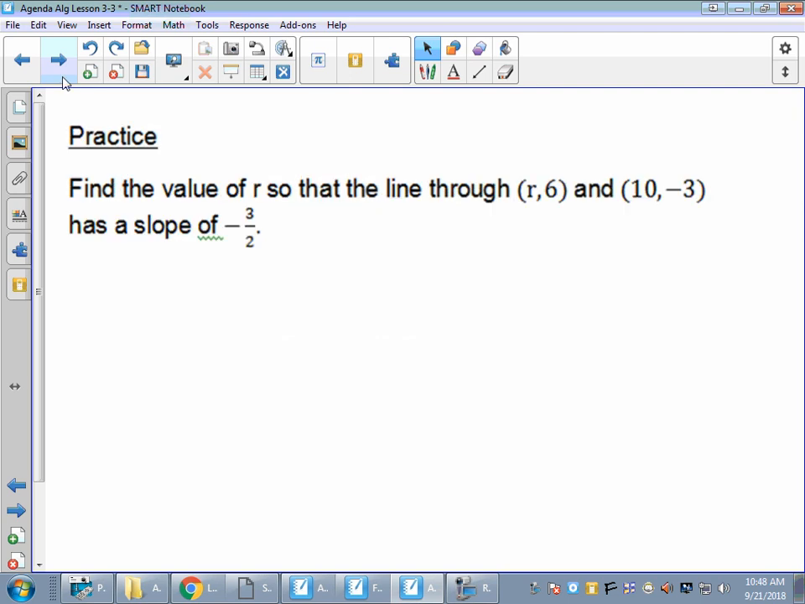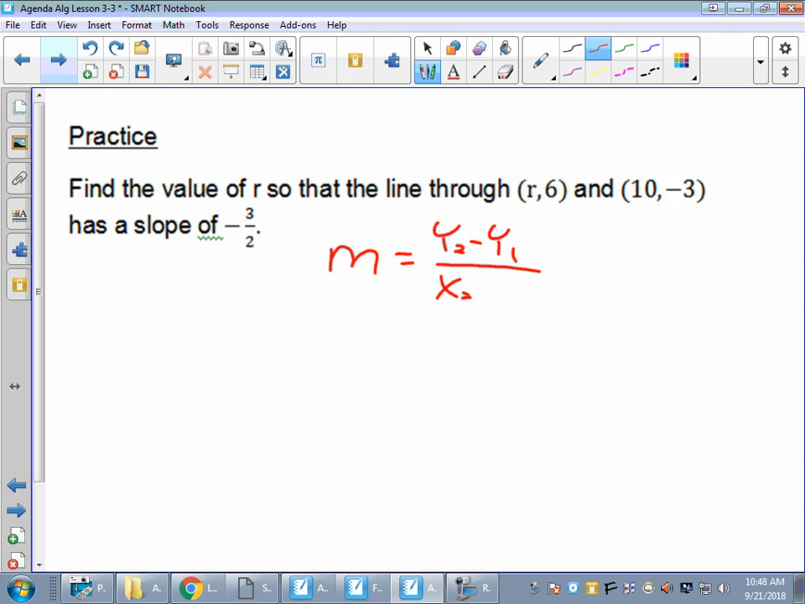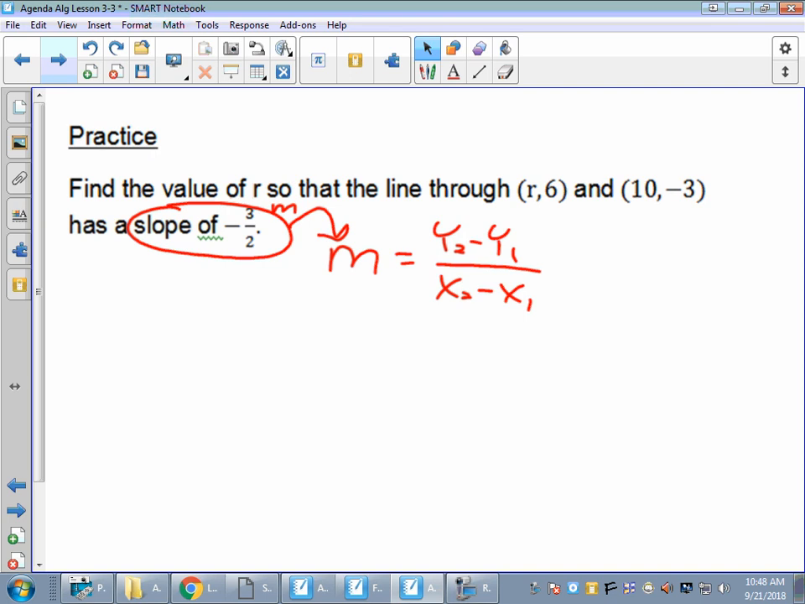Find the value of r so that the line through (r, 6) and (10, -3) has a slope of -3 over 2. Okay, so let's start with the slope formula, again y2 minus y1 over x2 minus x1. The only difference here is we already know what the slope is. It's the slope of -3 over 2, so that is our m. We can plug that in here. So -3 over 2 is our m equals, and we've got (r, 6) and (10, -3).